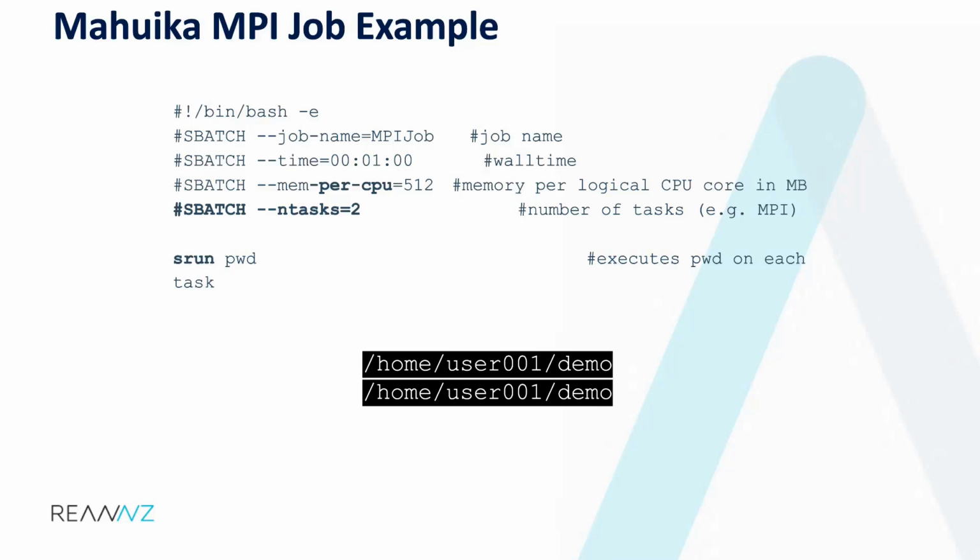The final change is we need to prefix any code we are executing with the srun command. Without srun, your code will only be executed on the primary task, with all other tasks remaining idle. Here we can see that the job is running 2 tasks, each with 1 GB memory for up to an hour, and each task will execute the command pwd. And so looking at the output, we can see that it has printed the working directory twice, showing both tasks executed the command.